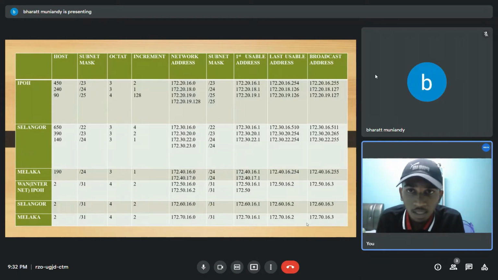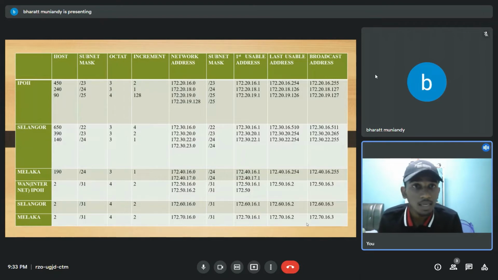Okay, the first usable address. To find the first usable address, we should add 1 to the network address. So the answer will be 172.20.16.1. The second one will be 172.20.18.1 and 172.20.19.1. To find the broadcast address, the first will be 172.20.16.255. The second one will be 172.20.18.127, and the third one will be 172.20.19.127.